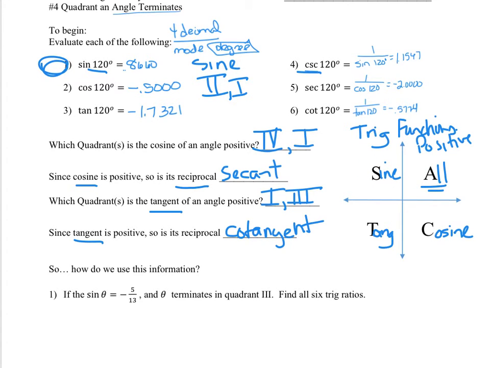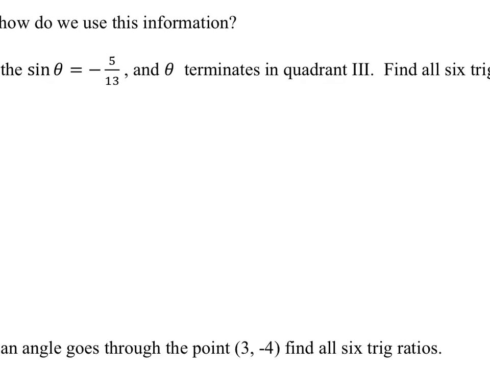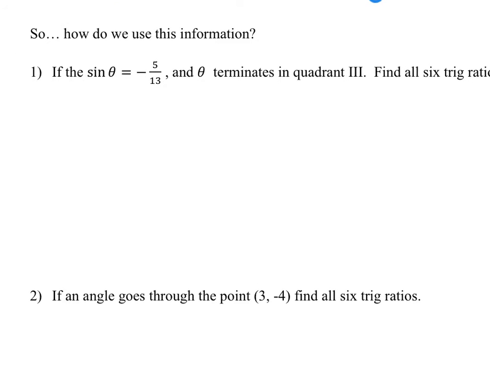Only sine is positive in quadrant 2. Tangent is positive in quadrant 3. And cosine in quadrant 4. So how are we going to use this information? Well, the question is, how aren't we going to use this information? Because this is used everywhere.